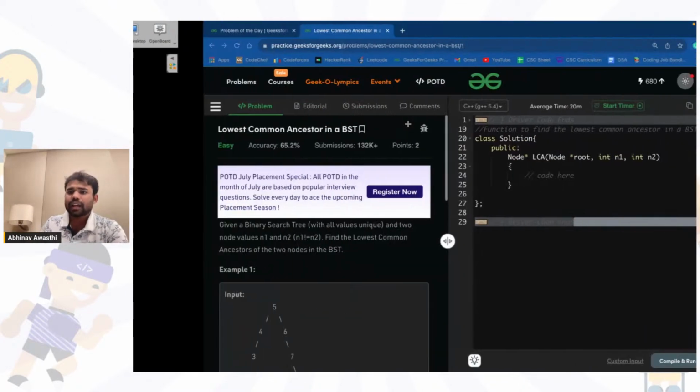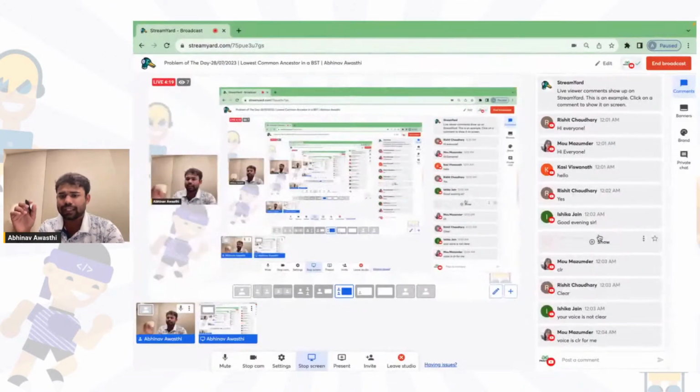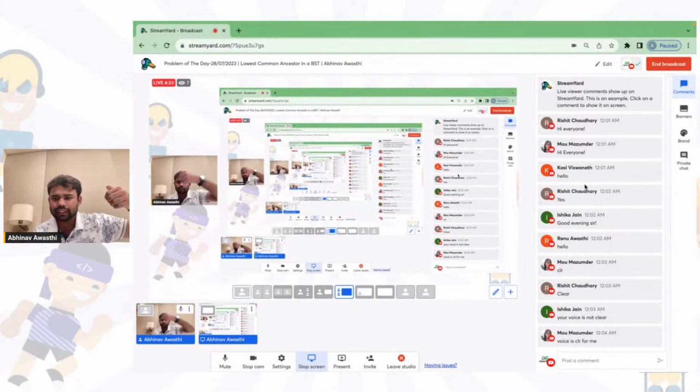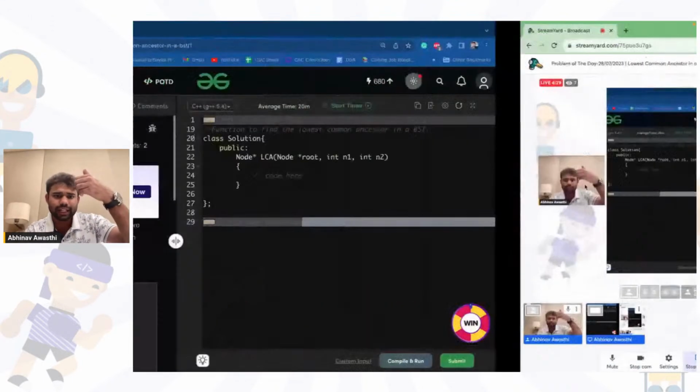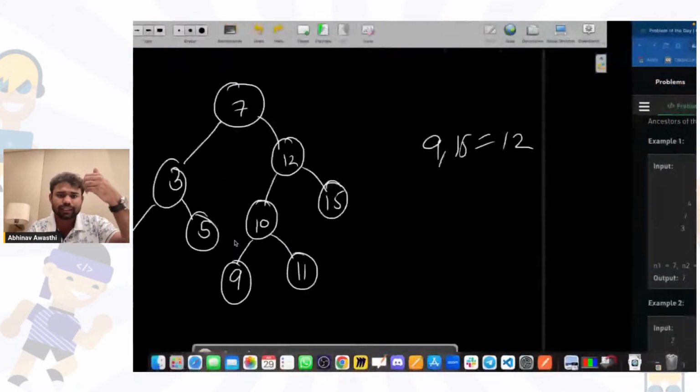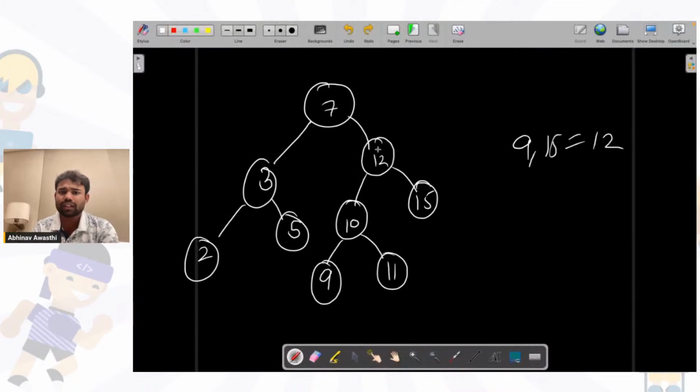That is a basic property. Am I right? I think the voice should be clear. I'm not sure. Please check. Start again. Okay. So what I'm saying is that, let's say for this 15, this 12 is the ancestor. Why? When we'll go down, let's say we are finding the LCA for 9 and 15. Okay. So we'll start from root. Let's say this is the root currently.